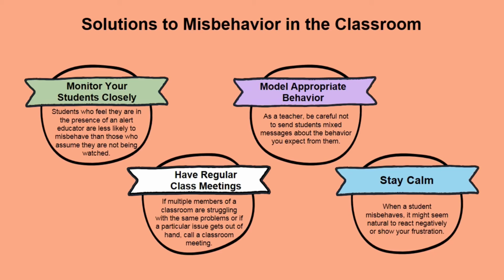We move to the next slide, which is the solutions to overcome students' behavior problems in the classroom. The first point, monitor your students closely. Students who feel they are in the presence of an alert educator are less likely to misbehave than those who assume they are not being watched. It is recommended that the teacher constantly circulates throughout the classroom to check on students' progress.